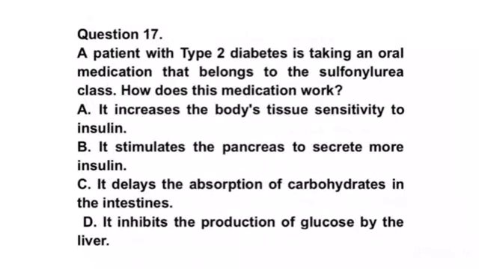Question 17. A patient with type 2 diabetes is taking an oral medication that belongs to the sulfonylurea class. How does this medication work? A. It increases the body's tissue sensitivity to insulin. B. It stimulates the pancreas to secrete more insulin. C. It delays the absorption of carbohydrates in the intestines. Or D. It inhibits the production of glucose by the liver.